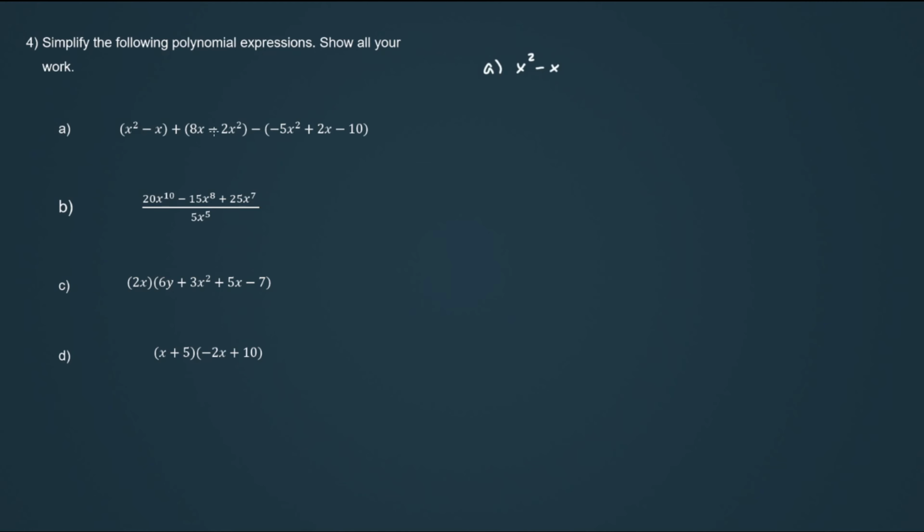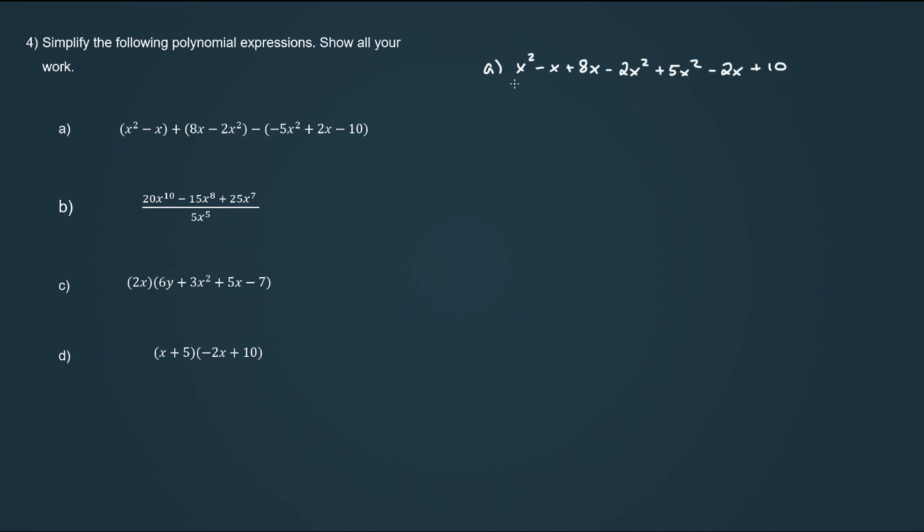This second polynomial keeps all the same signs. So here was a positive 8x. It's still going to be positive 8x. Here this is minus 2x squared. It's still minus 2x squared. Okay? This last polynomial here, because we're subtracting it, we're going to flip all of the signs. All right? So here was minus 5x squared. Now it's plus 5x squared. This was plus 2x. Now it's minus 2x. And here was minus 10. Now it is plus 10.